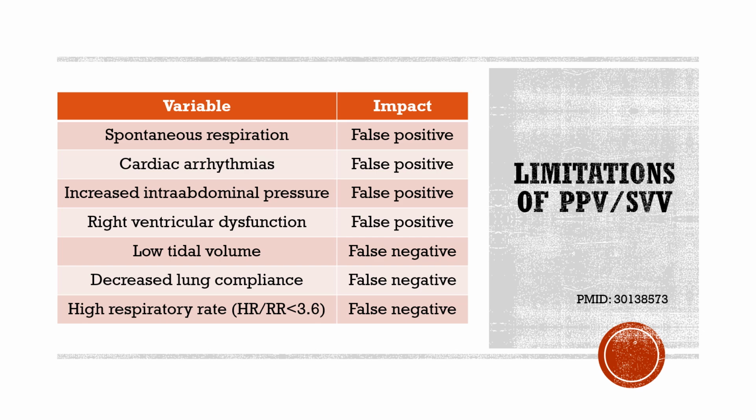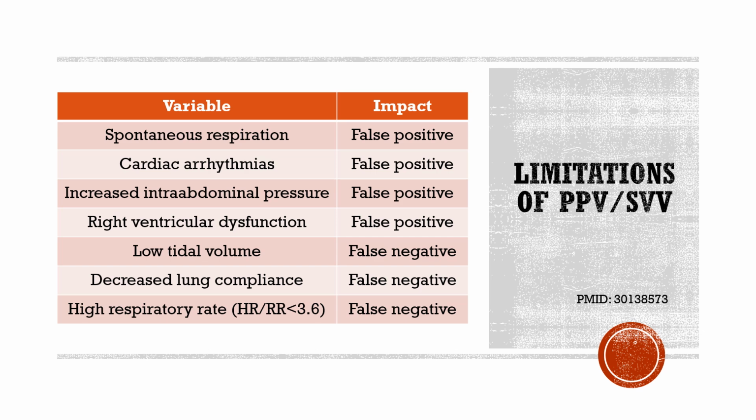Let's talk about limitations of pulse pressure variation and stroke volume variations. Patients who are spontaneously breathing or triggering the ventilator, patients with cardiac arrhythmias, or with increased intra-abdominal pressures have false positive results. Patients who have tidal volumes less than 8 cc's per kilogram, poor lung compliance, such as patients with ARDS, or patients who have very high respiratory rates, can have false negative results.